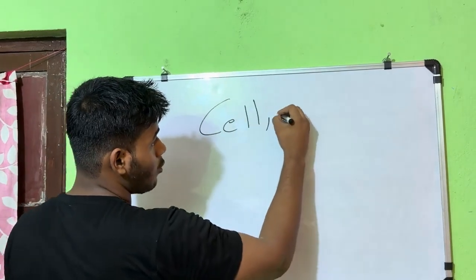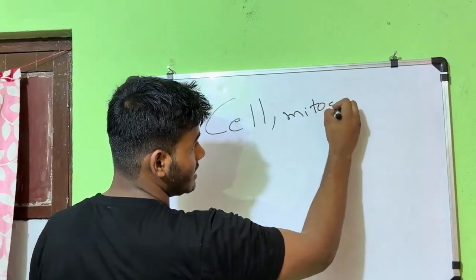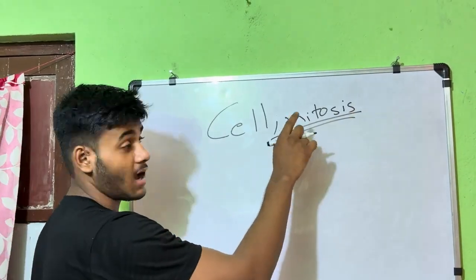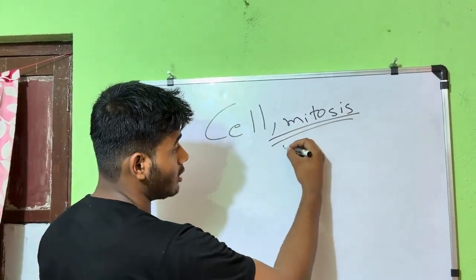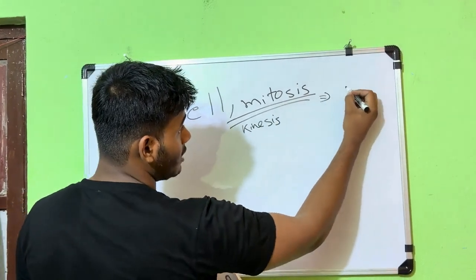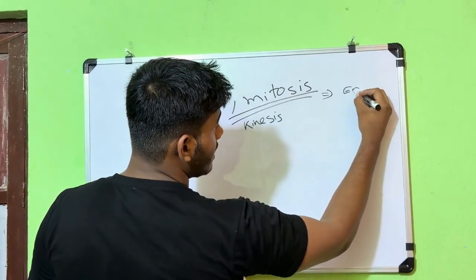What is a cell? What is mitosis? I know that these terms might be hard for you, okay? These terms might be hard, but mitosis is equal to karyokinesis. Yes, these both are equal to each other.